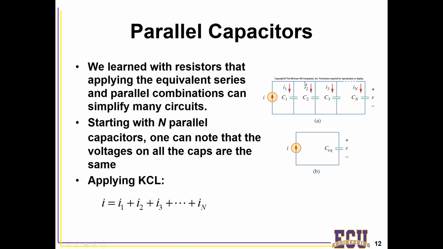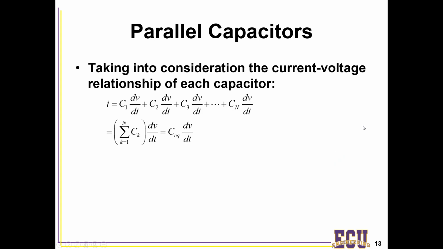And we also know from Kirchhoff's current law, whatever the current of this source is, that has to equal the sum of all of these branch currents. And so I is going to equal I1 plus I2 plus I3 all the way up through the current through the nth capacitor. And so if we go back to that differential equation, what does that mean?